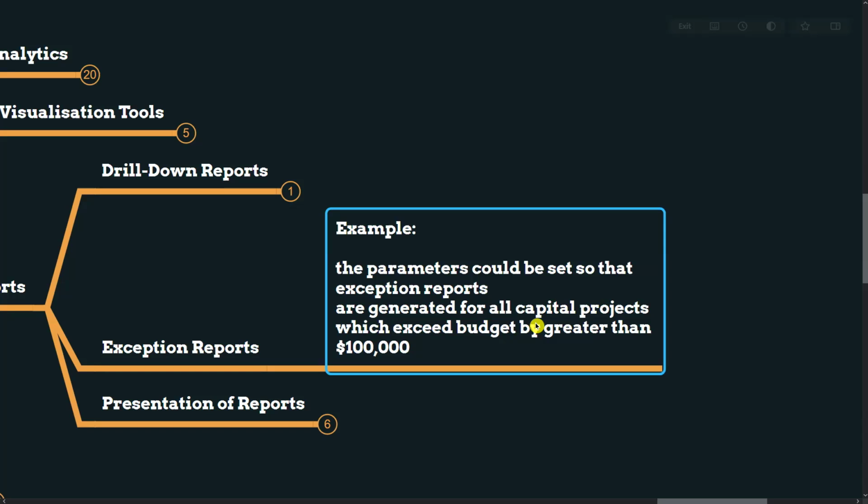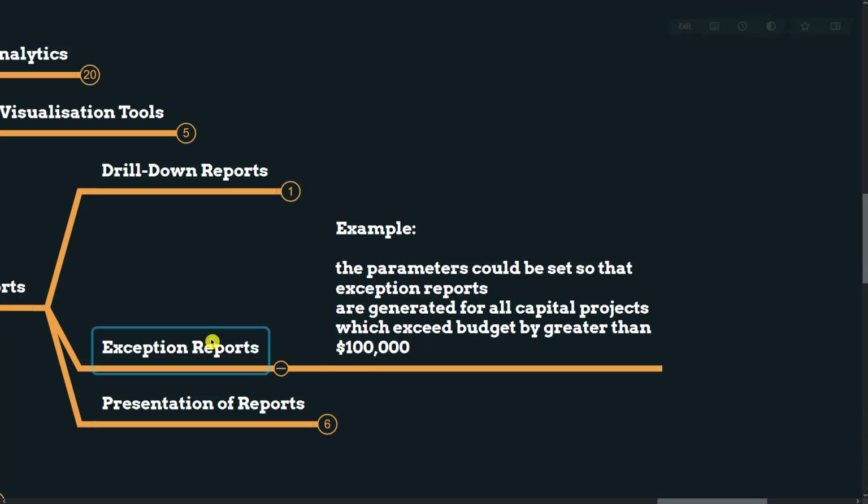The exception reports. If something has gone wrong, it will produce the report. It will notify you only when something unusual happens. Right? Like that. For an example, we can set a parameter: exception reports are generated for all capital projects which exceed the budget by greater than 100,000. It means if someone exceeds the budget of a project by more than 100,000, the report will be generated and sent automatically to a particular manager or someone. That's something called exception reports. Right? We will set a parameter, and if that parameter is met, it will automatically produce a report. That's called an exception report.